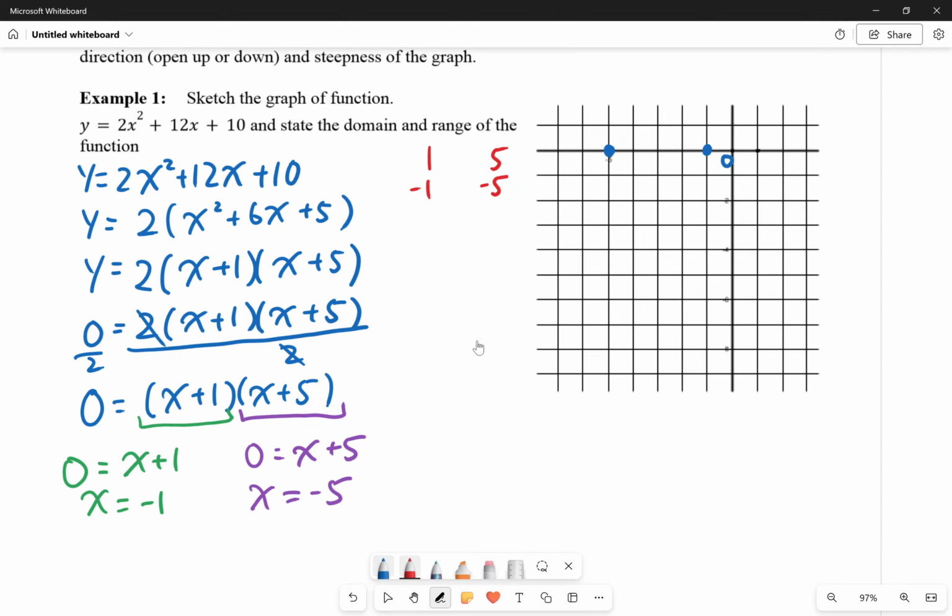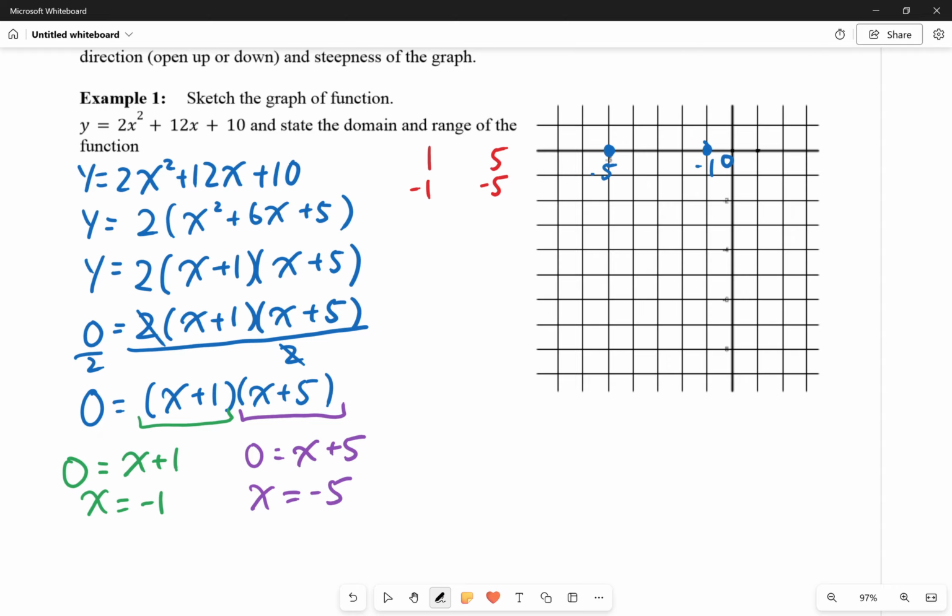Well, going way back, when we first started the quadratic unit, I told you that if you have two of the same y values, your vertex is in the middle of those two. It's because your graph has to be symmetrical on both sides. My graph has to look like this. My two sides have to look identical. So that means my vertex has to be right in the middle of these 2 points. Where is that? Well, my 2 points are at -1 and -5, sorry.